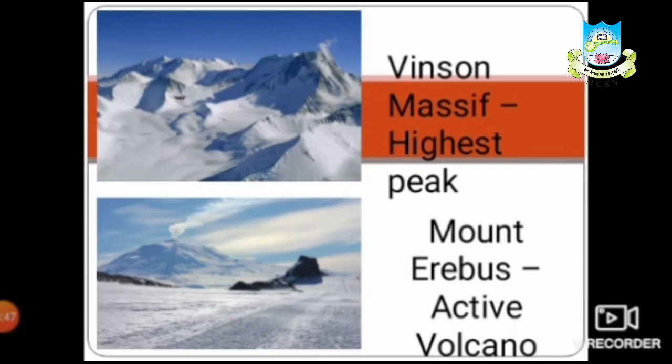Here you can see two pictures. The top one is showing Mount Vinson Massif. It is the highest peak of Antarctica, and the second picture shows Mount Erebus. It is an active volcano in Antarctica.